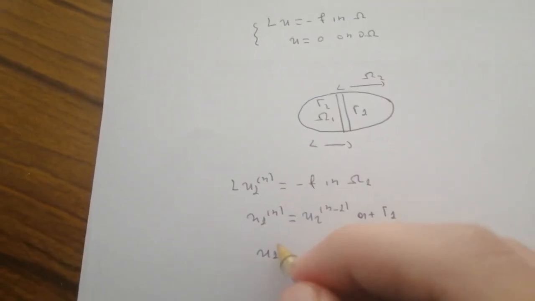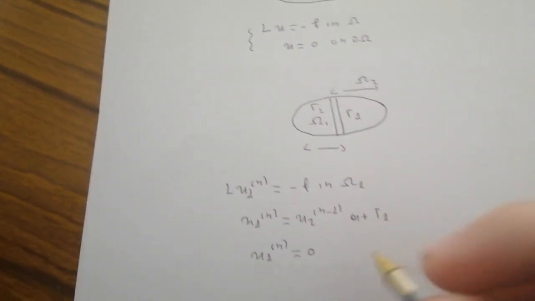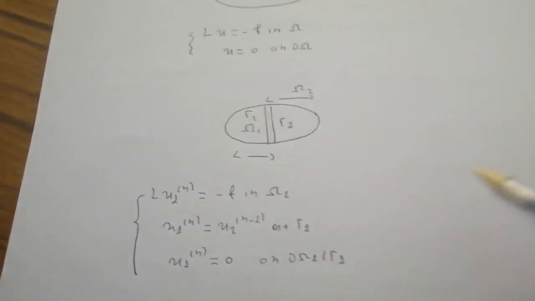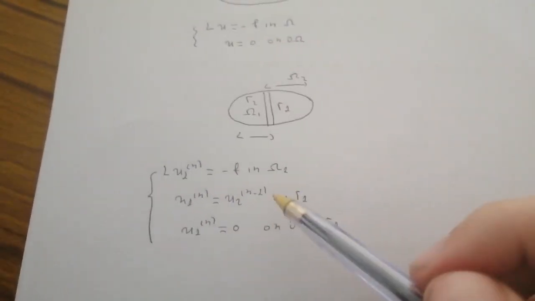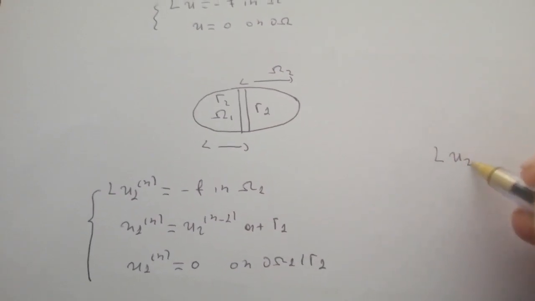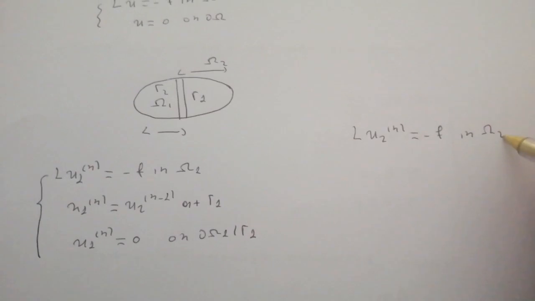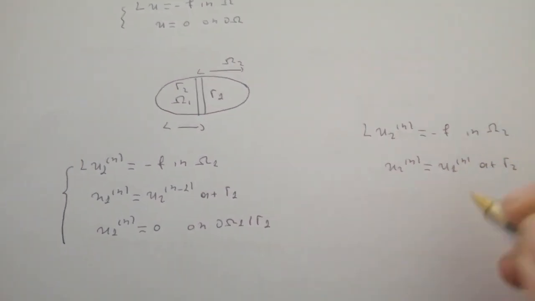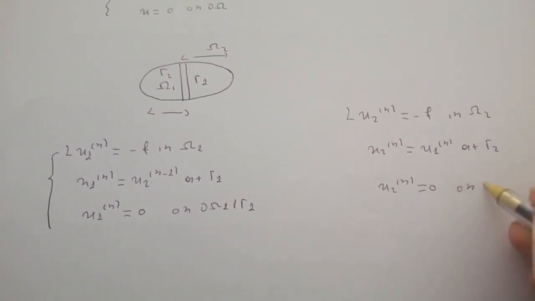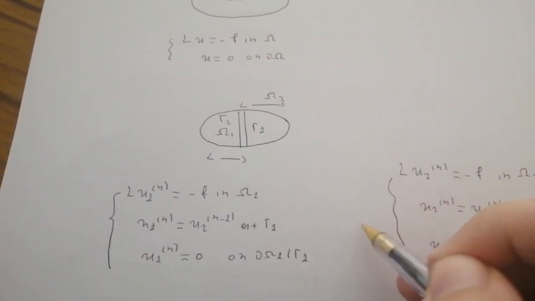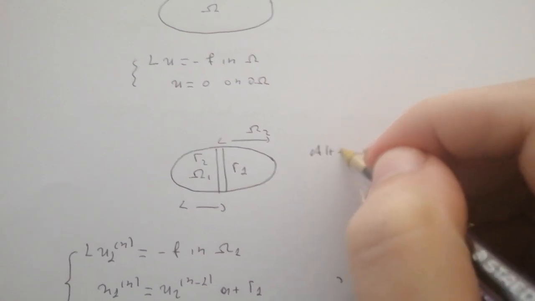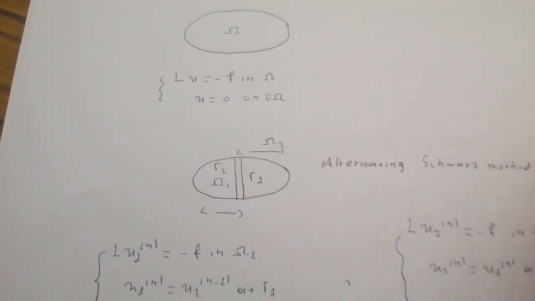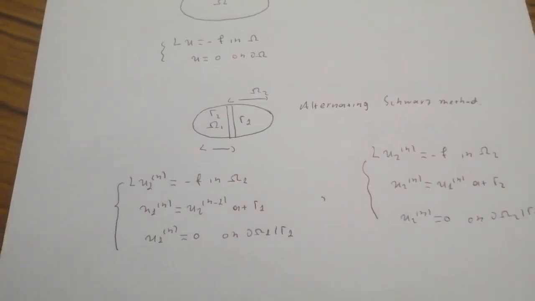And we have the external boundary condition. So in the first subdomain we have this local boundary value problem, and in the second subdomain we can write the other boundary value problem in omega 2. So this is called the alternating Schwarz method. And L is, let's say, an operator, it could be an elliptic operator.